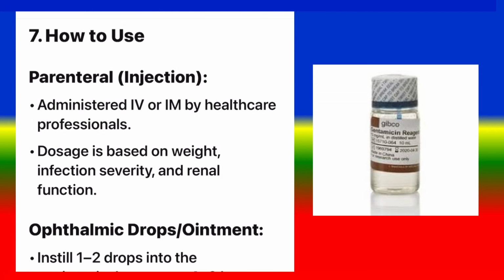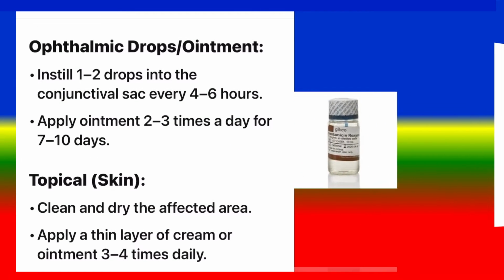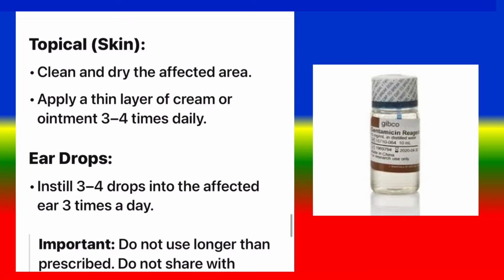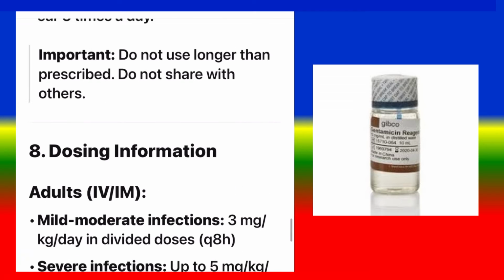How to use. Parenteral injection: administered IV or IM by healthcare professionals. Dosage is based on weight, infection severity, and renal function. Ophthalmic drops or ointment: instill 1 to 2 drops into the conjunctival sac every 4 to 6 hours. Apply ointment 2 to 3 times a day for 7 to 10 days. Topical: clean and dry the affected area. Apply a thin layer of cream or ointment 3 to 4 times daily. Ear drops: instill 3 to 4 drops into the affected ear 3 times a day. Important: do not use longer than prescribed. Do not share with others.